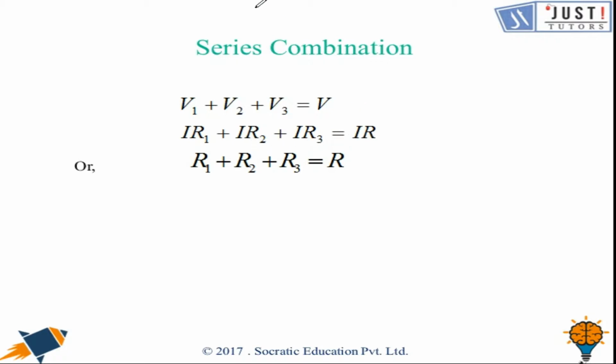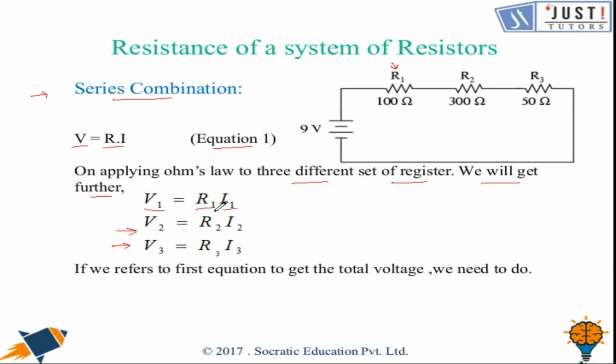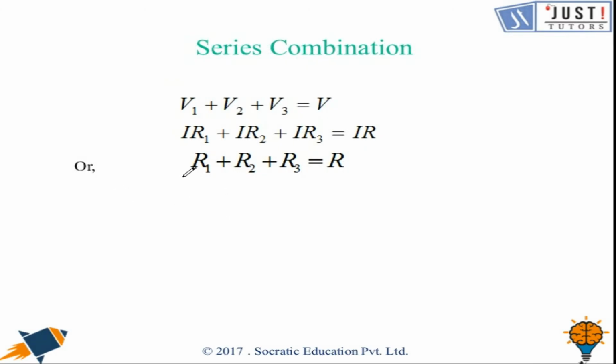I'm sorry, there's a little correction we need to make. Here this is not I1, it is just I. So we do not need to put I1, I2, I3, it is just a common I. When we take I as common and remove it, we get R1 plus R2 plus R3 is equal to R, and this is how we can find the total resistance in a circuit if the resistors are joined in series combination. If more than two resistors are in a circuit and they are joined in series, then to calculate the total resistance we have to add all the resistors.